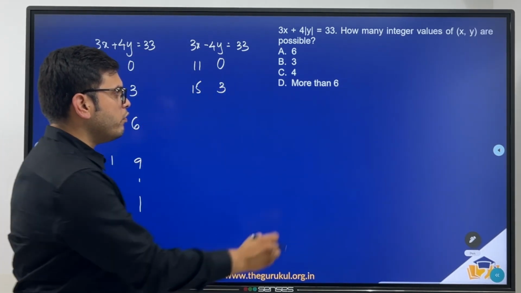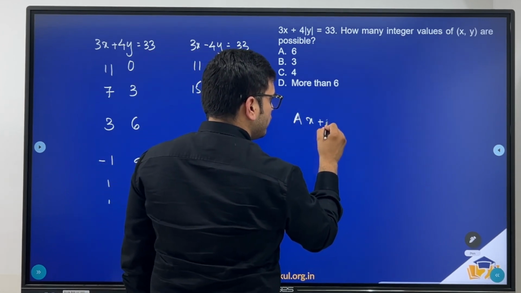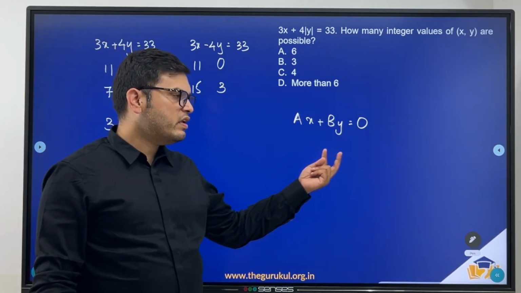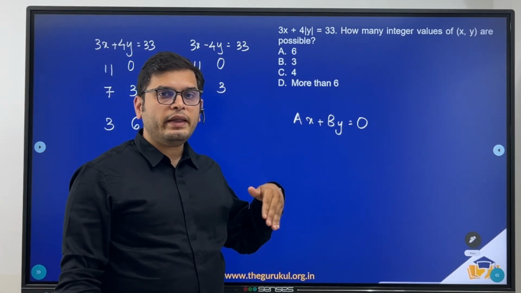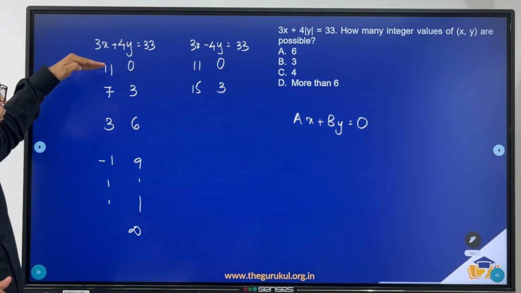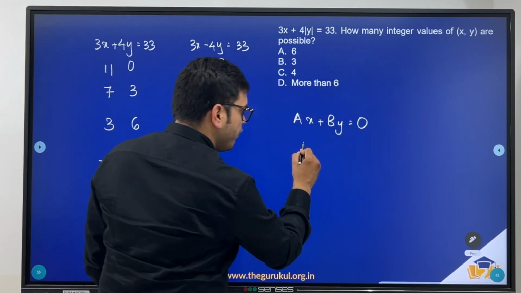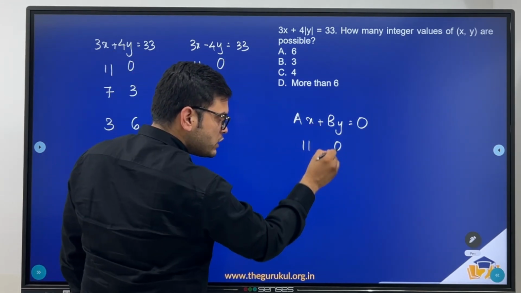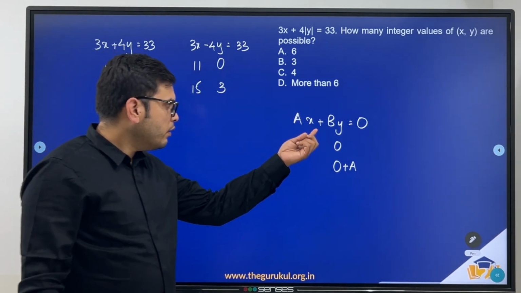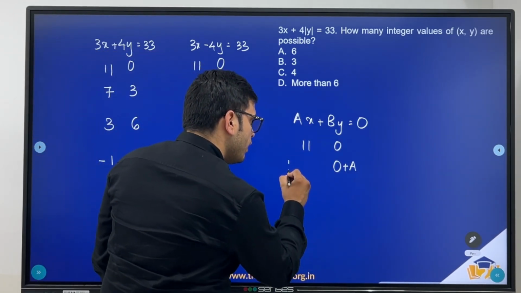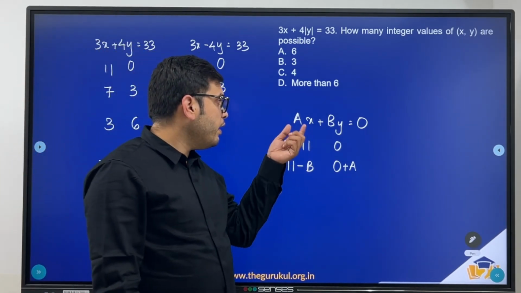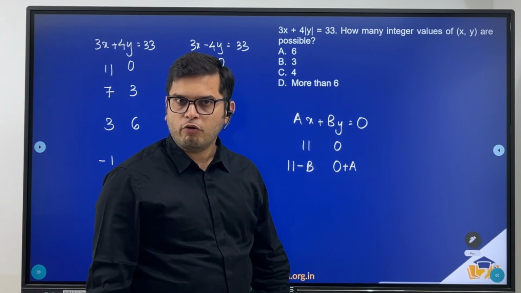So whenever you have an equation of the kind ax plus by is equal to c, and to find the integral solutions for this equation, always you need to find the first value, right? So here you have 11, 0. Now the next value will be 0 plus a, the coefficient of x, and the corresponding value of x will be 11 minus b, the coefficient of y, if you have an equation in the form of ax plus by is equal to c.